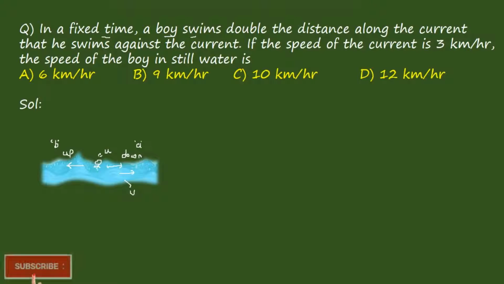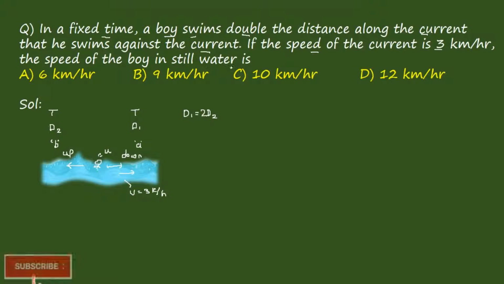it is saying that in a fixed time, the boy swims double the distance along the current that he swims against the current. If the distance traveled by the boy in the downstream is d1 and in the upstream is d2, then d1 is equal to 2 times d2. It is double the distance, and it is a fixed time, so the time taken to move is considered the same, t only. Again, it's saying that the speed of the current is 3 kilometers per hour. It is given that v is equal to 3 kilometers per hour.